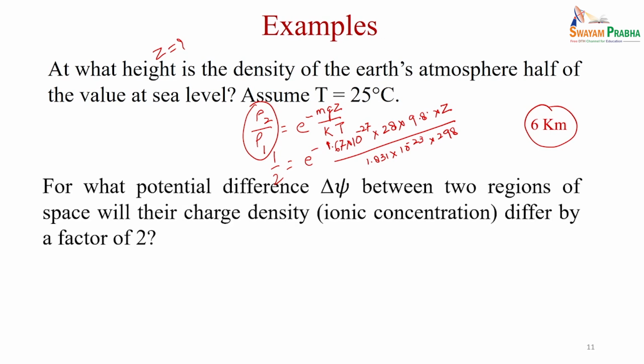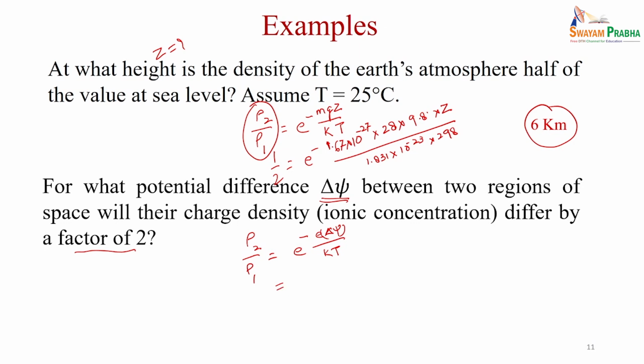So, we will quickly see another example for the potential difference. If you want to calculate the potential difference between the two regions where the charge density is going to differ by a factor of 2. So, here again rho 2 upon rho 1 is equal to e to the power minus... Now, here the potential will be in terms of electrical potential. So, e delta psi upon kT.